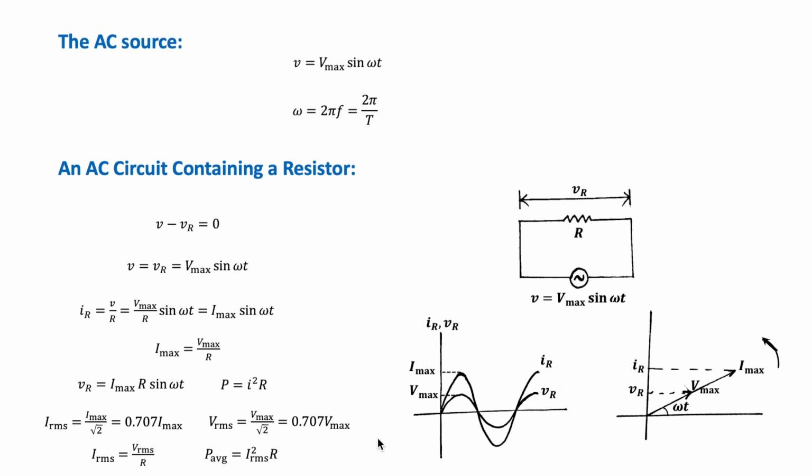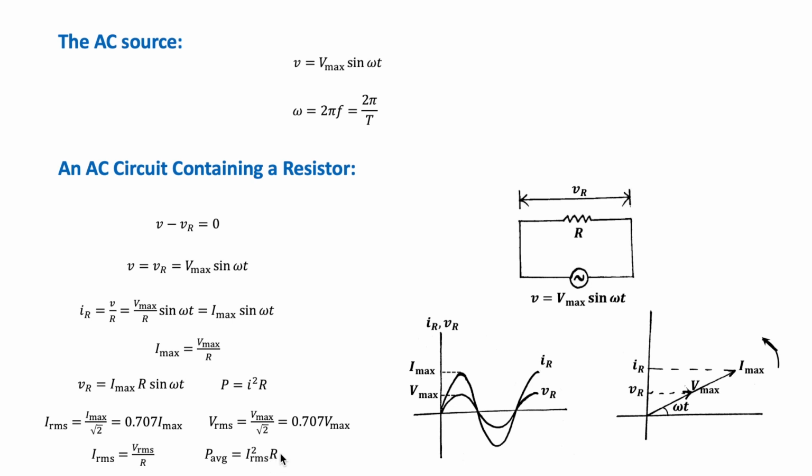Also, an important value in an AC circuit is the root mean square, or RMS, value, and it is given by I max over the square root of 2, equal to 0.707 I max. This equation states that the heating effect produced by an alternating current with a maximum value of I max is the same as that produced by a direct current of value I RMS. And so the average power dissipated in a resistor that carries an alternating current is given by P average equal to I RMS squared times R.